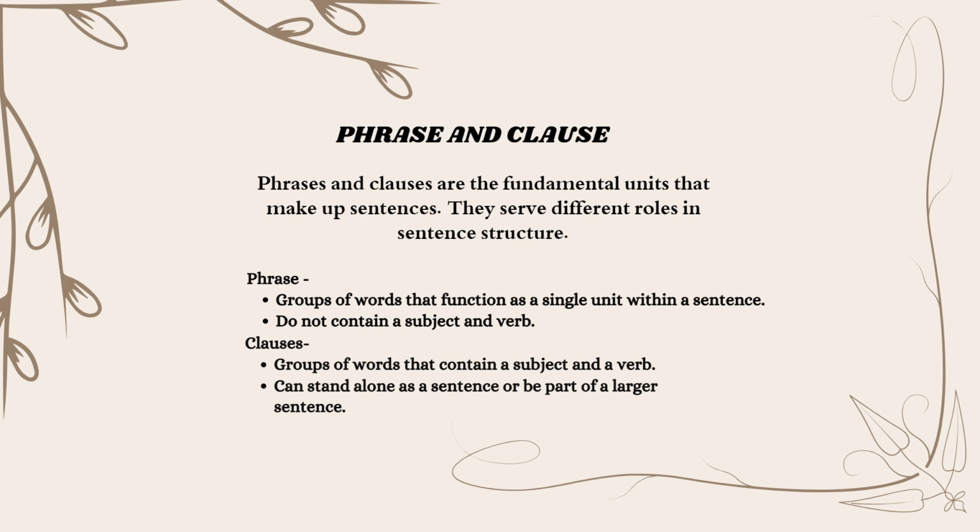Now, clauses: a group of words that contain a subject and a verb. They can be standalone too. They can be used as sentences themselves, and they can also be part of a larger sentence. For example, I think that you have made a mistake. This line, you have made a mistake, is a clause. It has its own verb, right? And it has its own subject, you. But we can also use it in a larger sentence, like, I think that you have made a mistake. So now that we have learned what a phrase and a clause are, we can delve into our parts of speech.